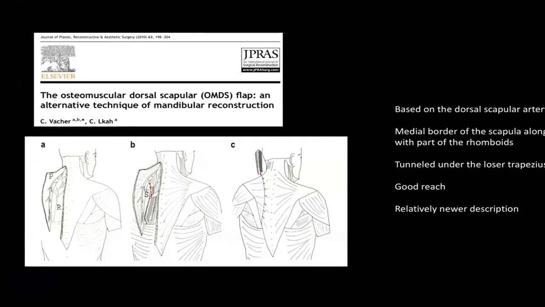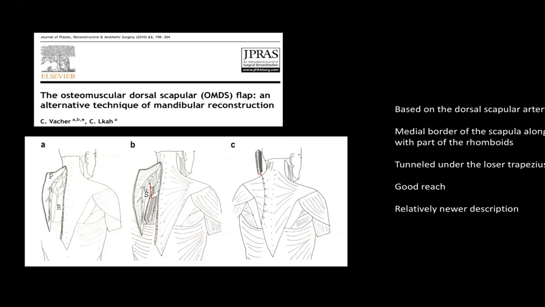So we take the medial border of the scapula where the rhomboideus muscles are attached, and there is an artery called the dorsal scapular artery, which is a branch of the subclavian artery. Now, this dorsal scapular artery runs parallel to the medial border of the scapular bone, and it gives perforating branches to the bone and to the rhomboideus muscle. So you can take the medial border of the scapula along with some of the rhomboideus muscle to preserve the blood supply. Trace the origin of the dorsal scapular artery, tunnel it under the lower trapezius.